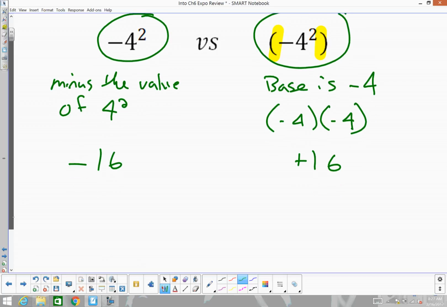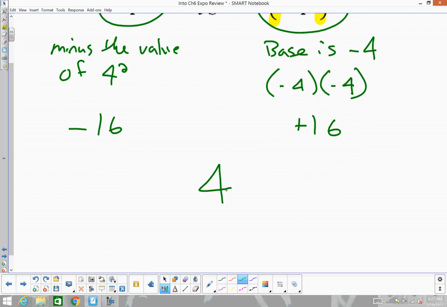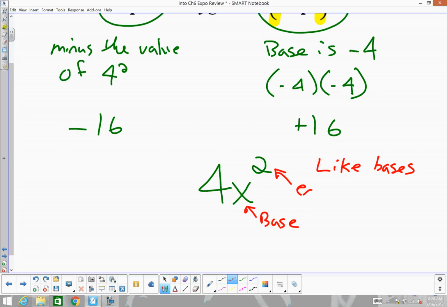Now at the bottom of your page, if you could just write 4x squared. Okay, now I want to talk about like bases. We talked about like terms, now let's talk about like bases. So now your base is always what's being raised to the exponent. So in this case, my base would be x. My exponent would be 2. What's the number in front? That's called the coefficient.